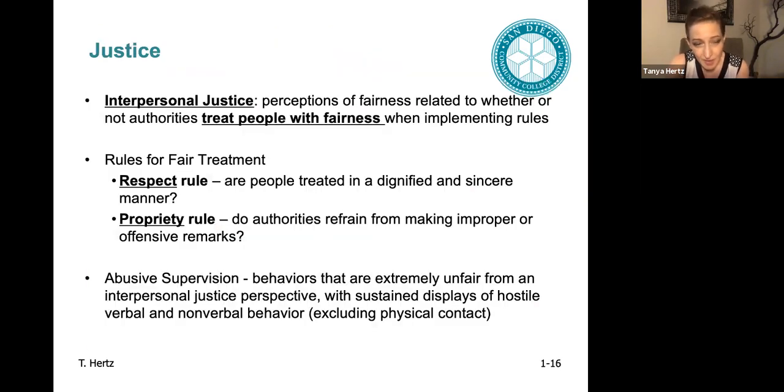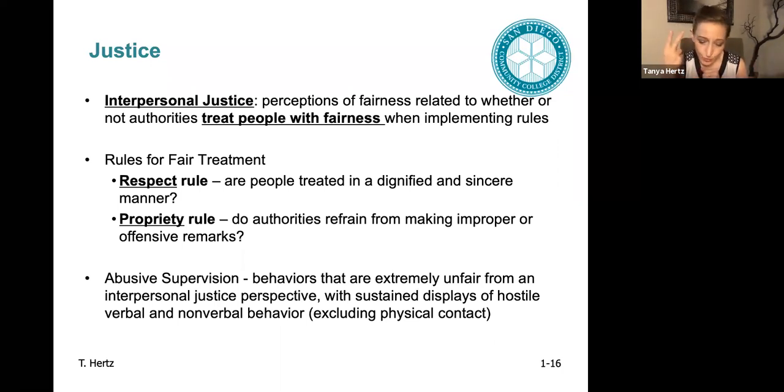The second type of justice is interpersonal. No, this is the third. I'm sorry. The third type is interpersonal justice. So this is perceptions about fairness related to whether or not the authorities treat the people fairly when they are implementing the rules.